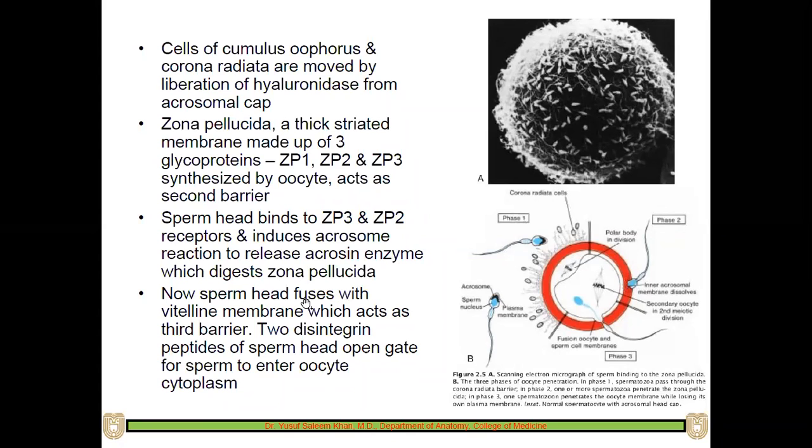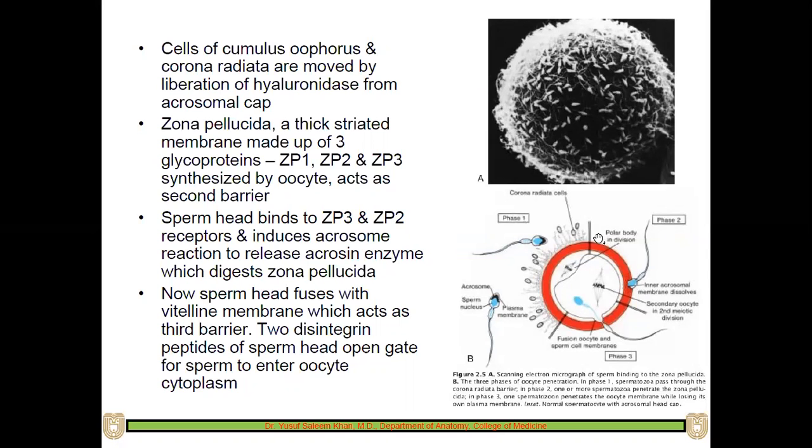Now the sperm head fuses with the vitelline membrane. Once it enters the zona pellucida, the third membrane inside is the vitelline, this thin membrane which you are seeing. This is called the vitelline membrane, which acts as the third barrier. Two disintegrin peptides of the sperm head open the gate for the sperm to enter the oocyte cytoplasm. So this vitelline membrane has to be disintegrated before the sperm head enters the oocyte.